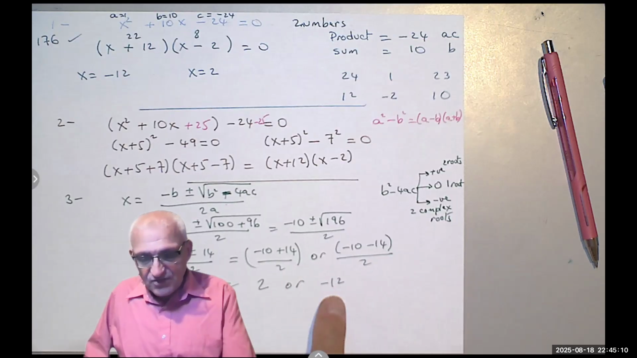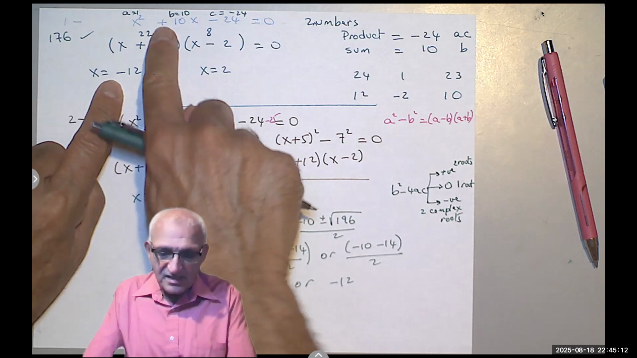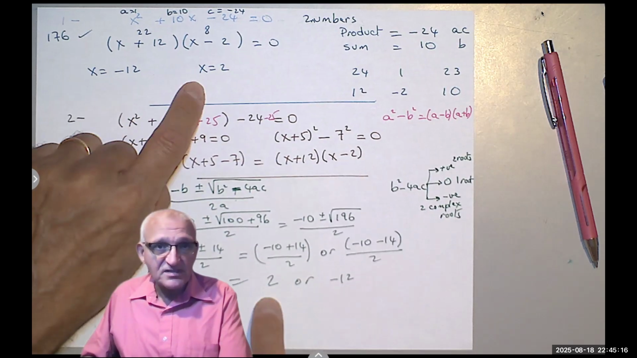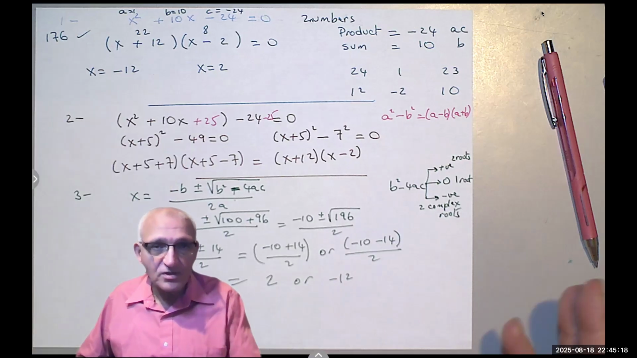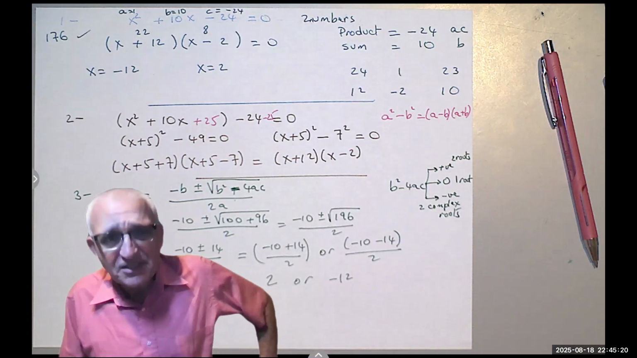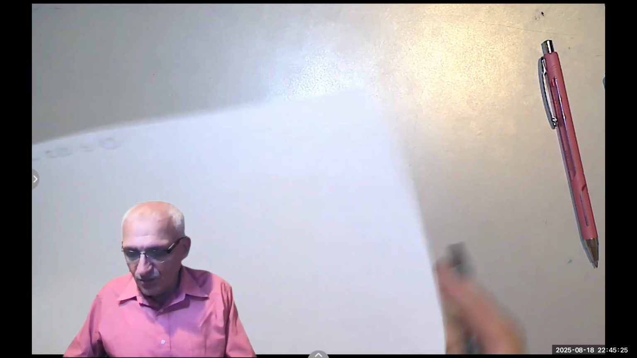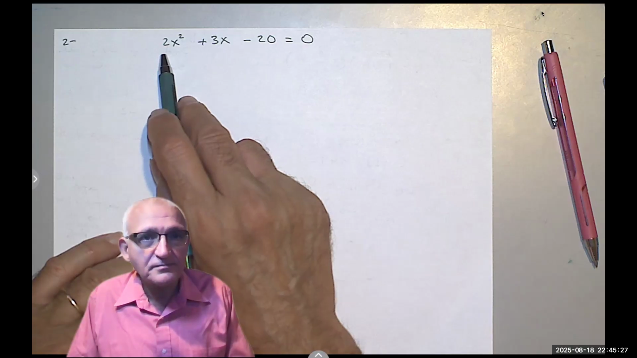Notice that it gives you the answer right away. It doesn't give you what goes inside, but it gives you the answer negative 12 and positive 2, like before. And that's the first example. It was easy because a is 1. So I picked another one where a is not 1. Okay?